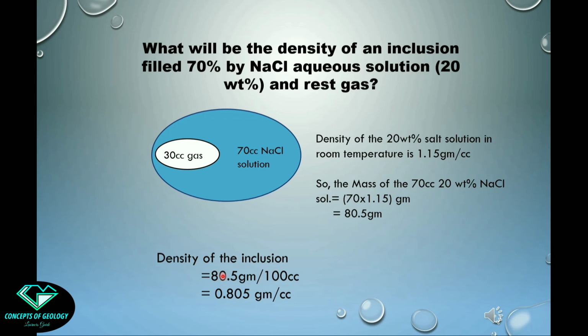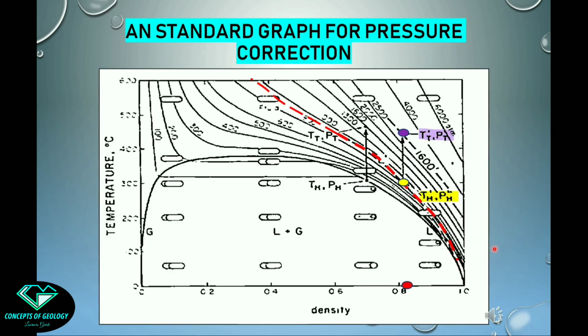So this will be 80.5 divided by 100 cc. So the density is 0.805 gram per cc. Clearly the density has increased from that of the pure H2O phase, okay. Now after having the density of the inclusion, we can put it on the density axis, okay. So it is here. After that we will apply the same procedure just like the pure H2O system, okay.